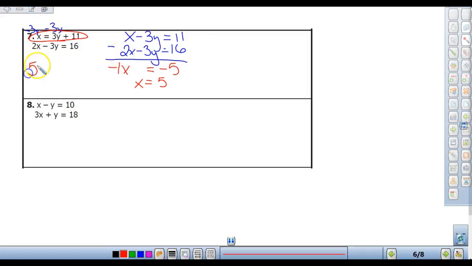So 5 equals 3y plus 11. What do I have to do? Minus 11, good. So 3y equals negative 6. y is negative 2. My solution is 5, negative 2. What do you think?